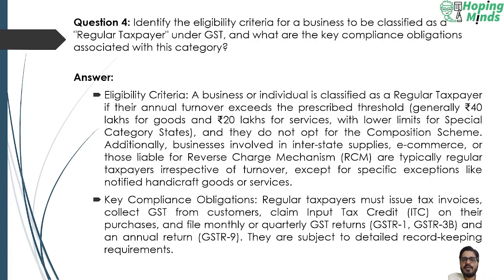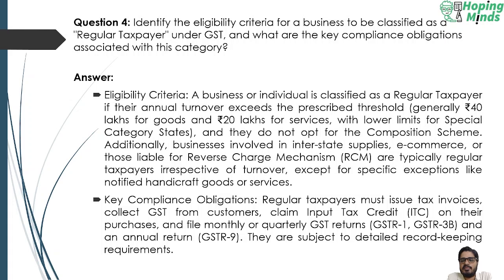Additionally, businesses involved in interstate supplies, e-commerce or those liable for reverse charge mechanism are typically regular taxpayers irrespective of their turnover achieved, except for specific exceptions like notified handicraft goods or services. So, such taxpayers whose turnover has exceeded the threshold limit of 40 lakhs or 20 lakhs as the case may be in case of goods or services, and those who have not opted for composition scheme are classified as regular taxpayers. Then the key compliance obligations.